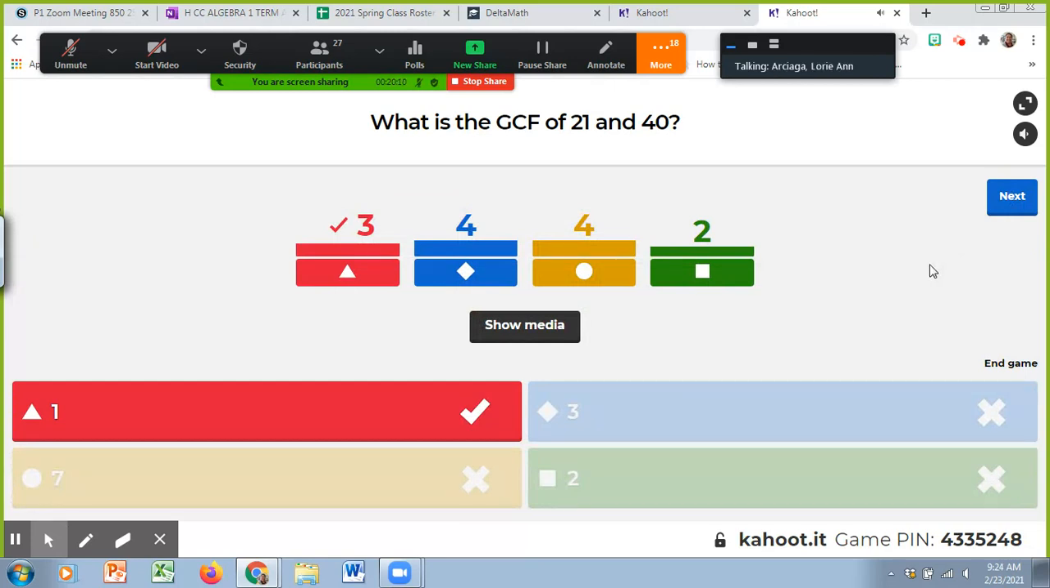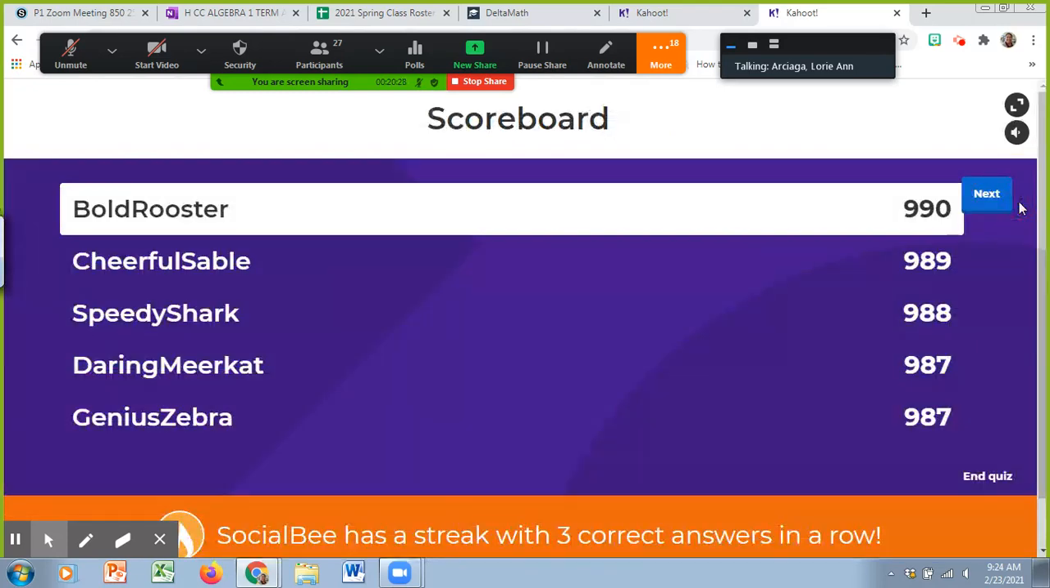So 21 and 40. Yep. It's 4 times 10, 7 times 3. So if they don't have a common factor greater than 1, the answer is 1. We don't say 0. It's 1. Yep. Okay, next.